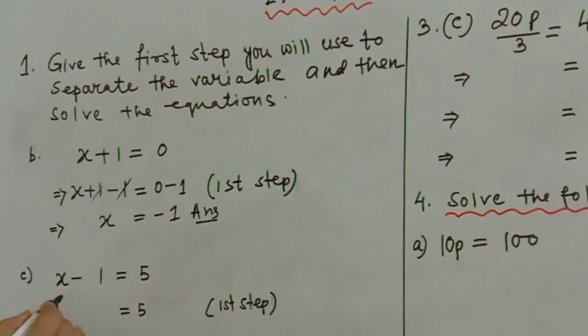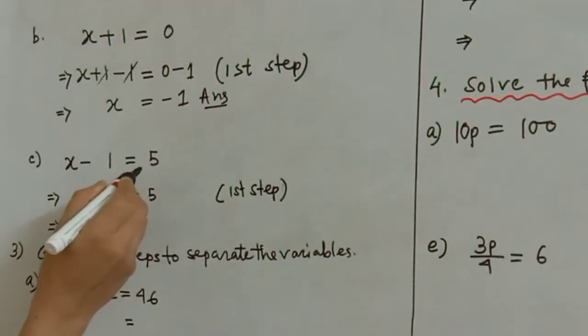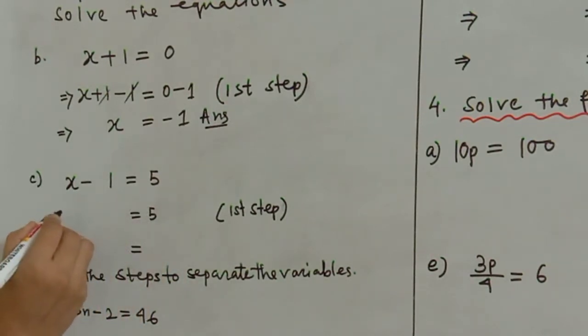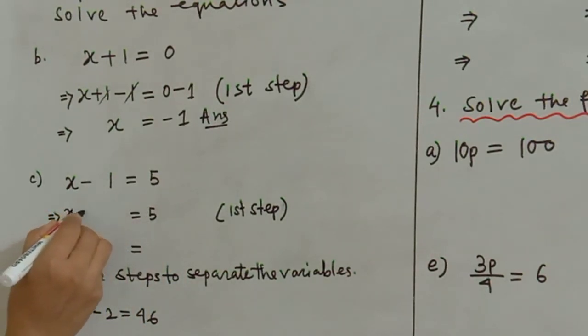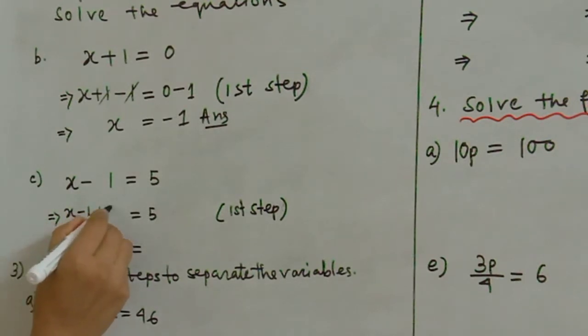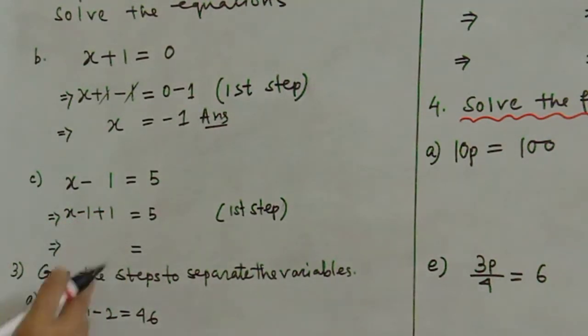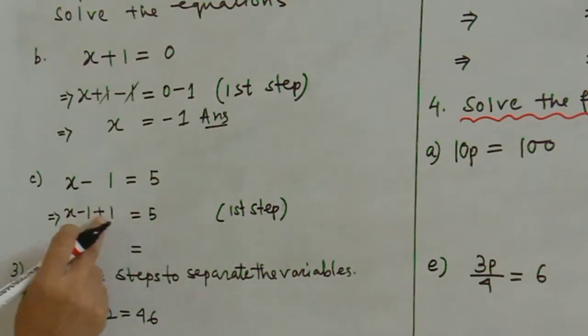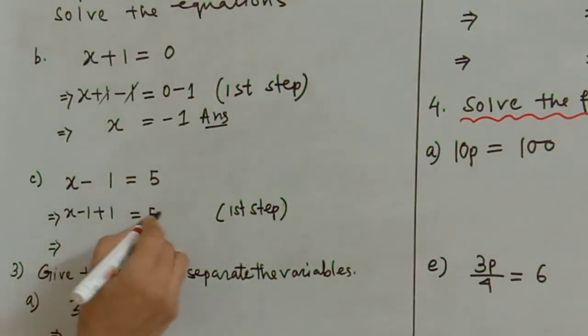Next question, see, it is x minus 1 is equal to 5. The same way we will do the inverse process. x minus 1 is already there. To separate the constant term from this left side, I will use plus 1 here. I will take plus 1 here. The same work I have to do in the right side, because the equal to sign is there. Both the portions are equal.